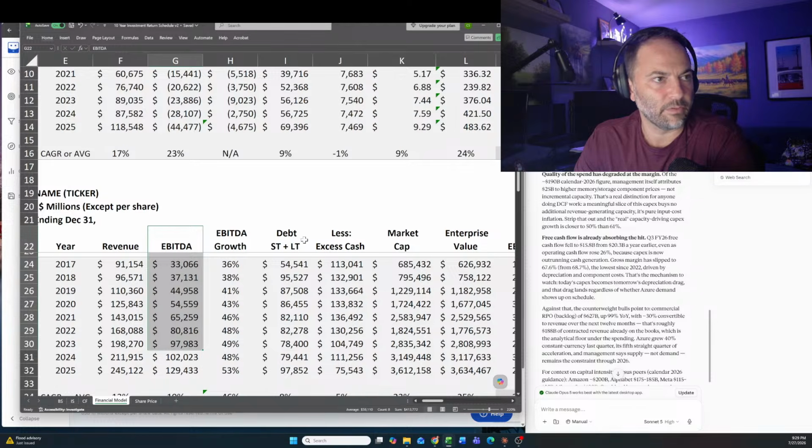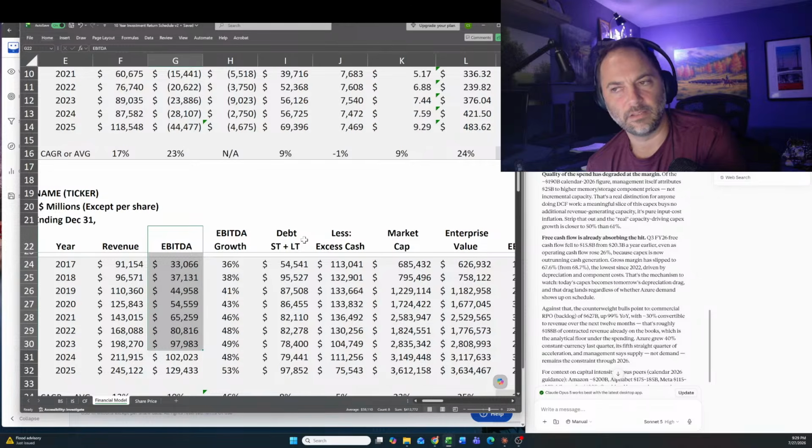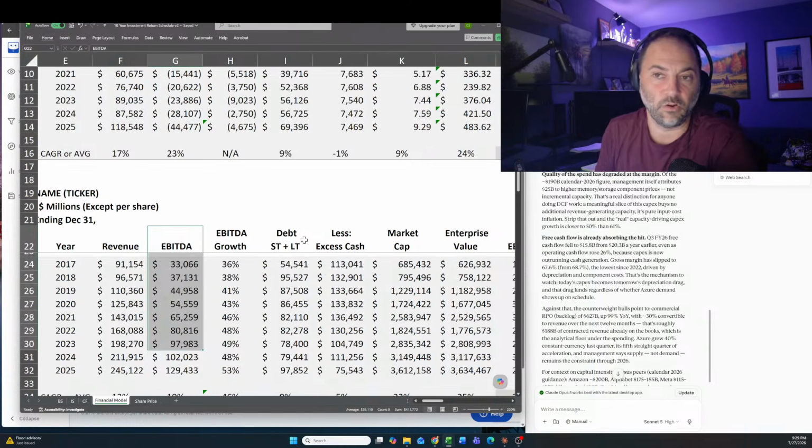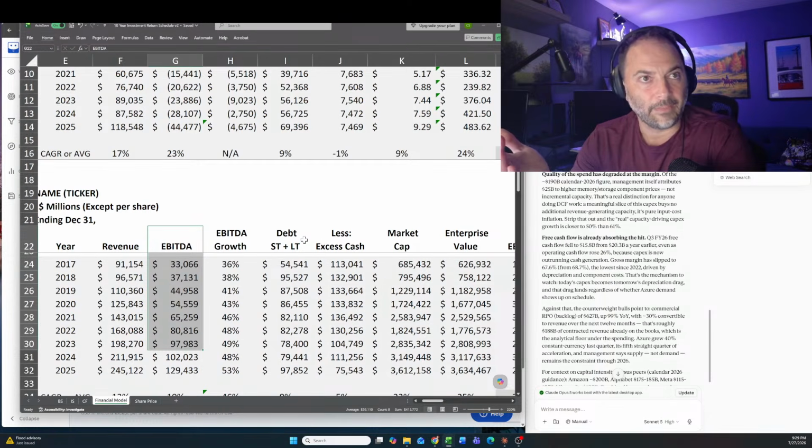Meta writing down the metaverse. I don't know, man. Again, these companies make so much jack. If they spend 50 billion on a venture that fails, it's a one-time hit, a sunk cost, and by the time they write it down, it's all over. The lesson learned, they move on.